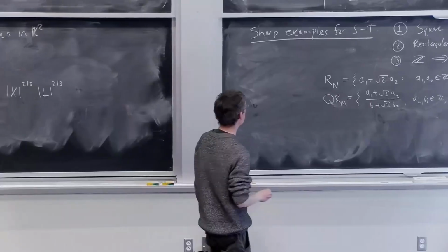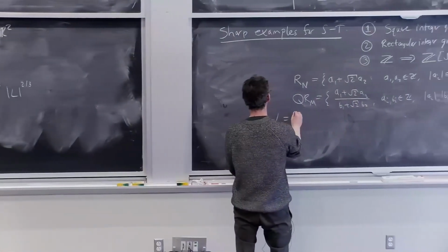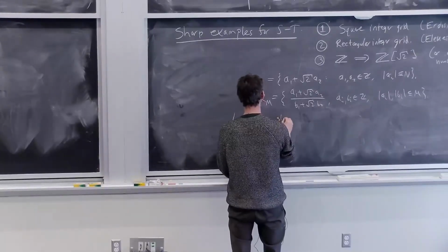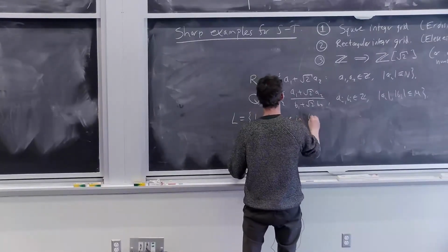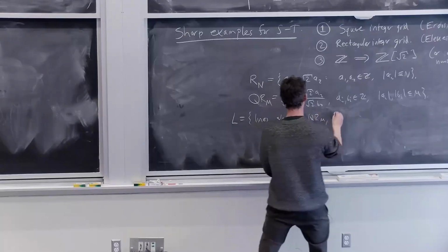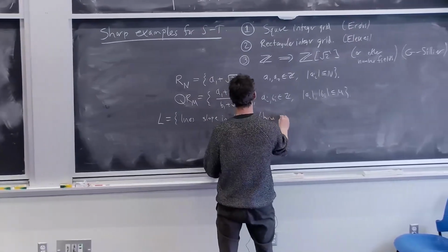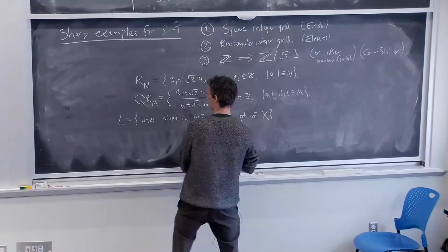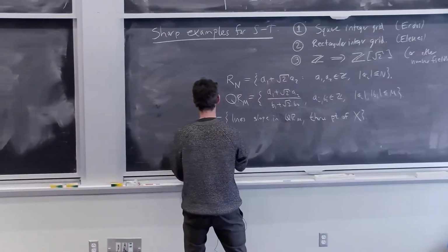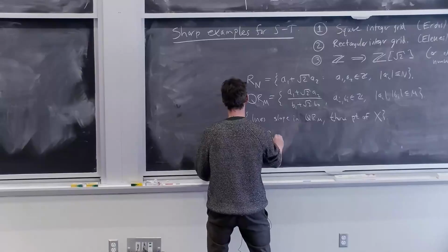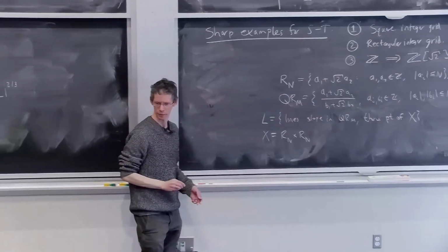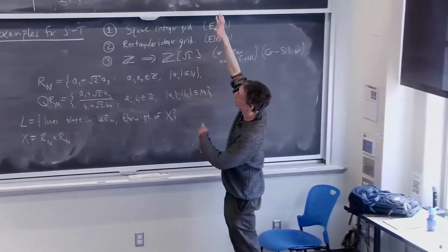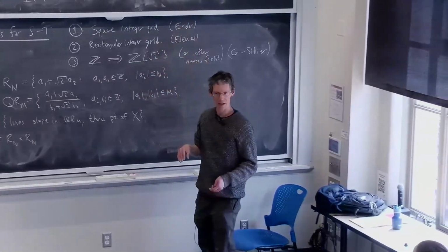OK, and now we can do the same thing. So L is the set of lines with slope in QRM, and they go through a point of X. Oh, sorry, and X. So X is just Rn by Rn. OK, so that's the example. And then if you compute a little bit, you'll see that everything goes in a way that's analogous to the first example.